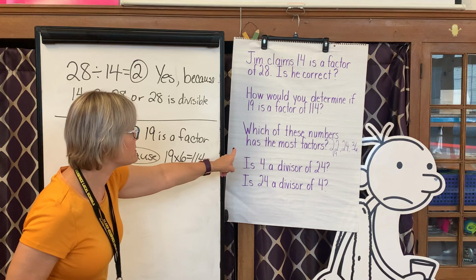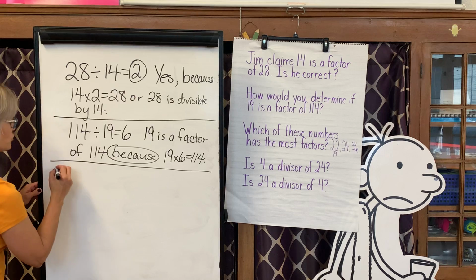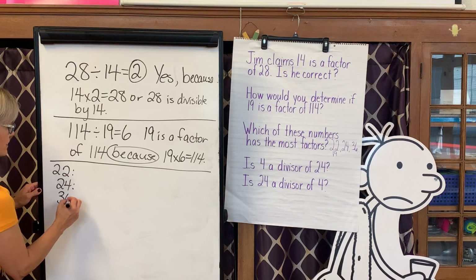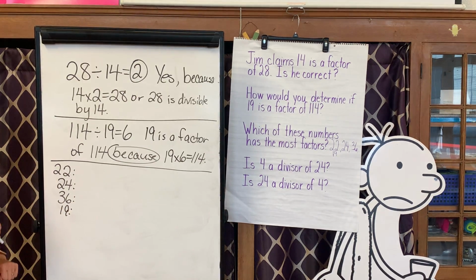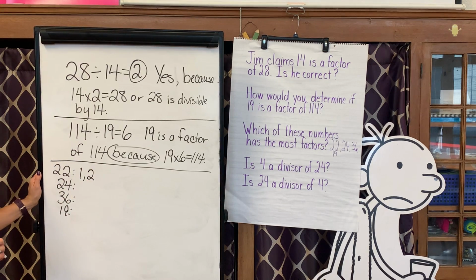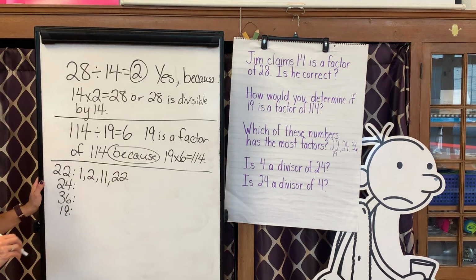next, which of these numbers has the most factors? So we have 22, 24, 36, and 19. All right, so 22. Well, I already know it's an even number, so I know it's going to have 2. Let's see, 3, no, 4, 5, 6, no, 7, 8, 9, 10, no, 11, and 22. So we only got 4 factors there.